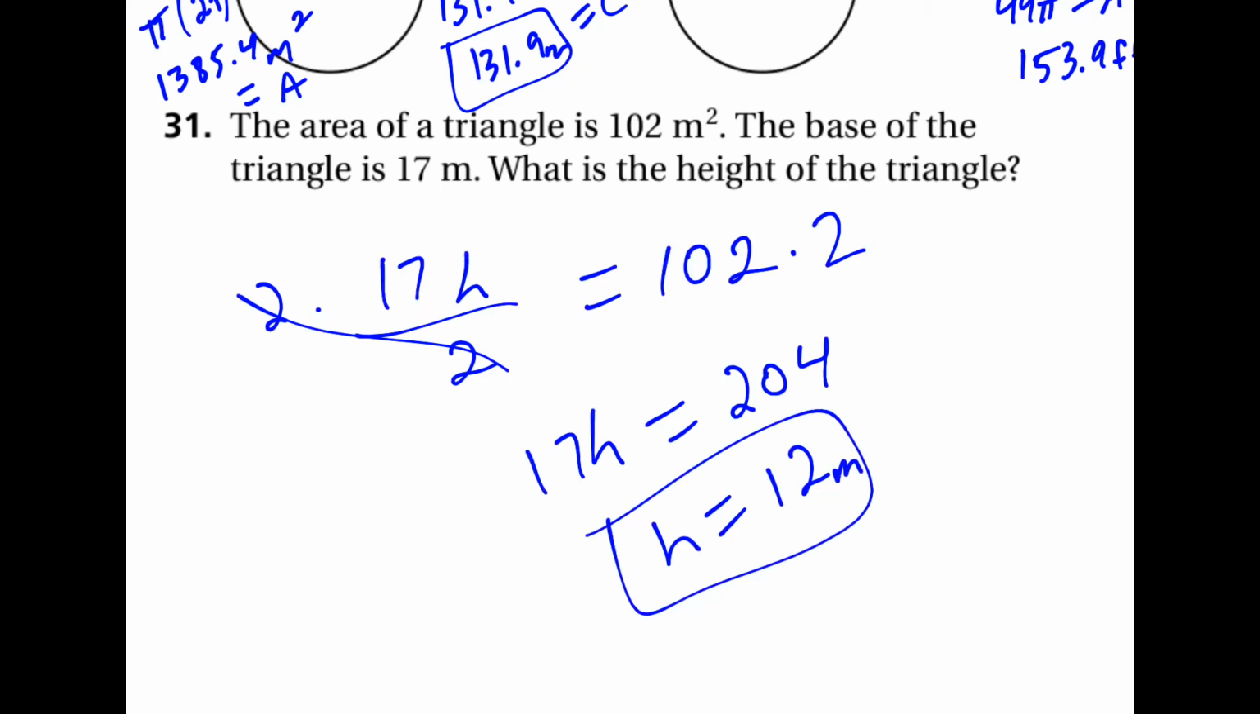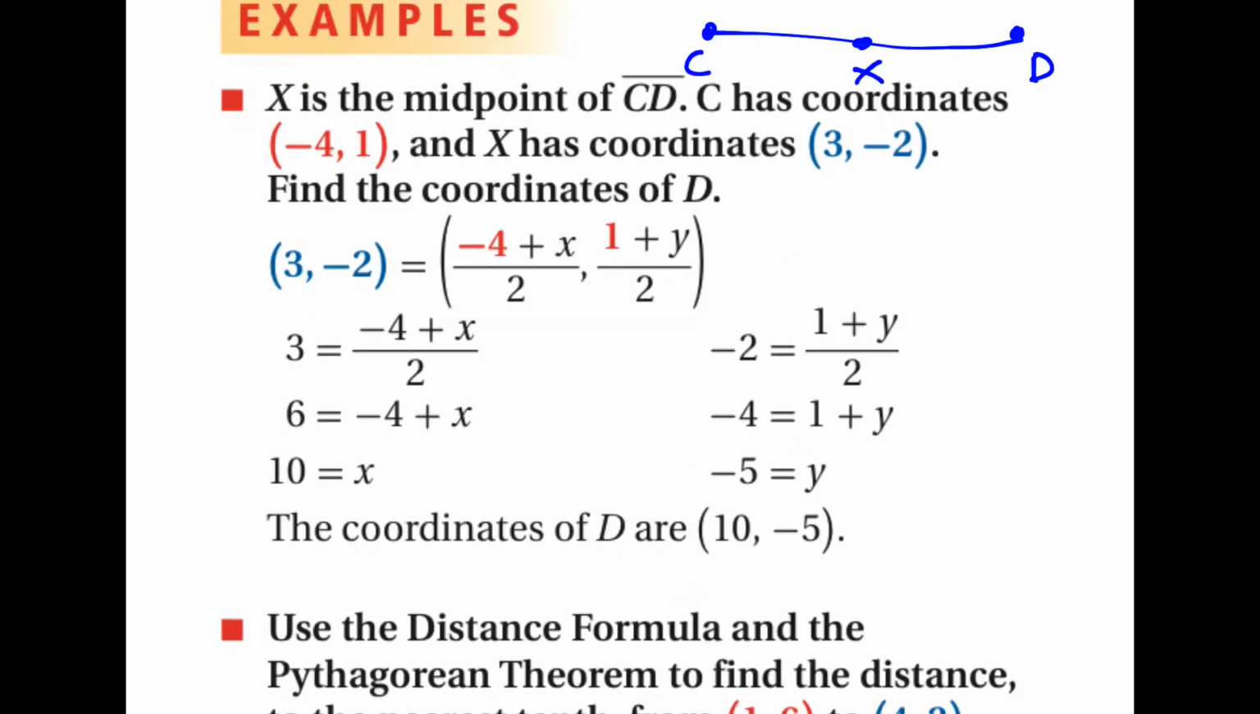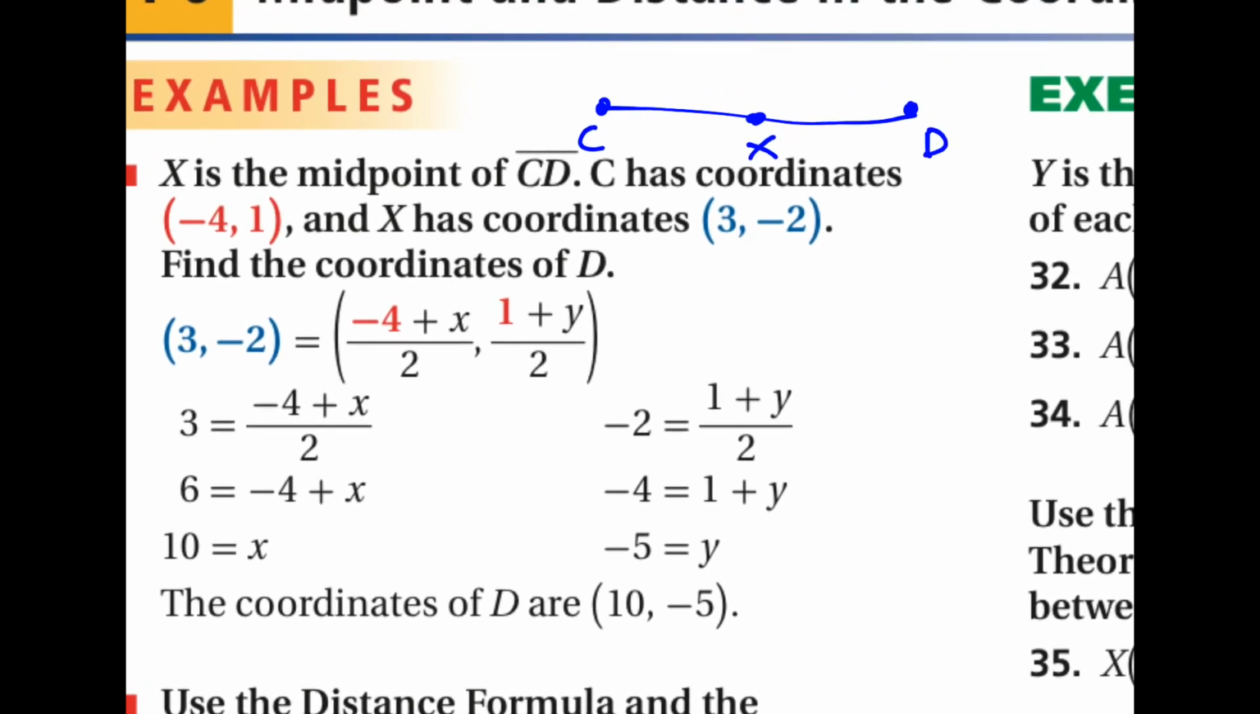In this example, x is the midpoint, so we have the coordinates of the midpoint and one of the endpoints. To find the other endpoint, we can just recognize the pattern. To get from C to x, what did we have to add? Negative 4 to 7. We had to add 7. To get from 1 to negative 2, what did we have to subtract?